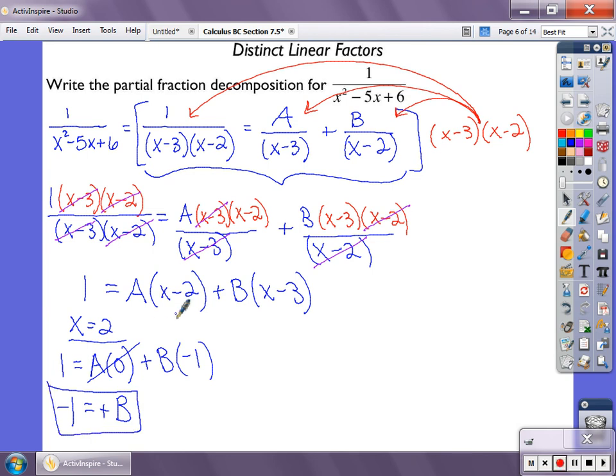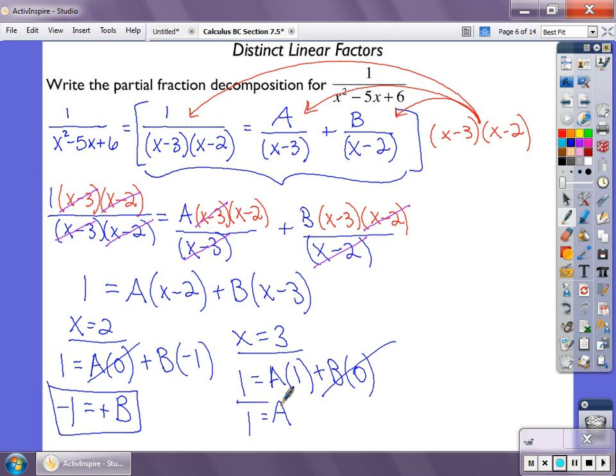Another convenient value for x would have been 3. So we're going to do it again. And so we'll have 1 is equal to a times 3 minus 2 plus b times 3 minus 3. b times 0 is 0, and so a is equal to 1.